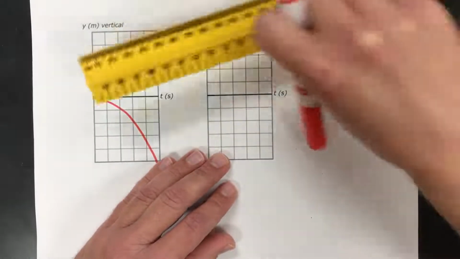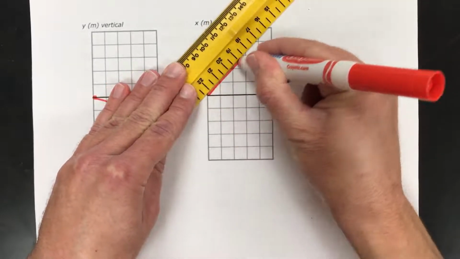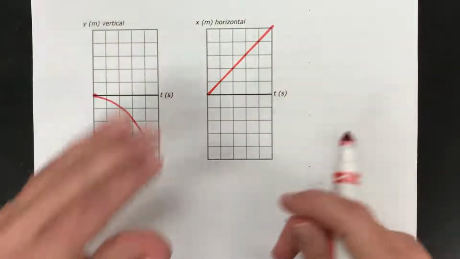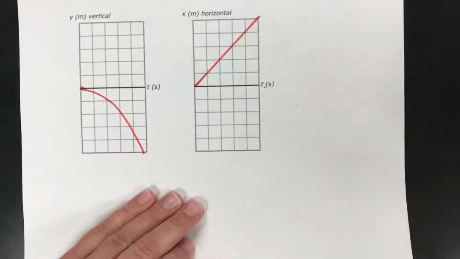Horizontally, as we said, we have a constant velocity, which means we would have a constant slope there. And so some positive value. Now, how steep you make it, that doesn't matter. So just some amount of horizontal velocity right there.